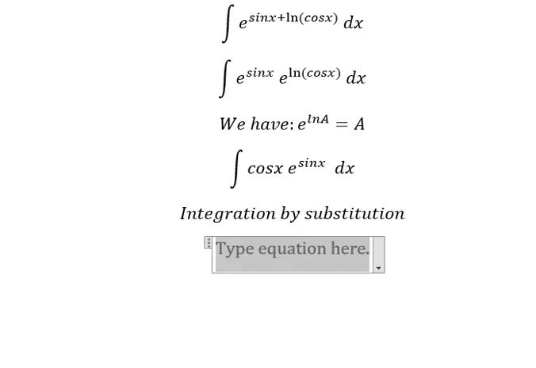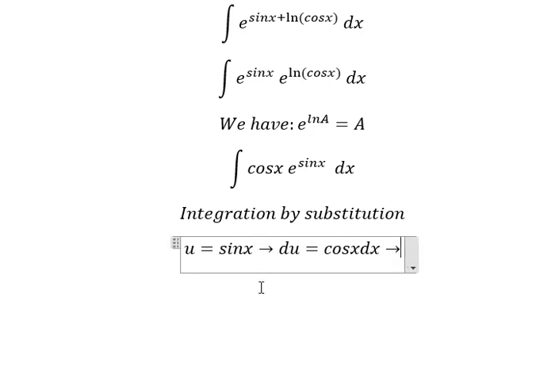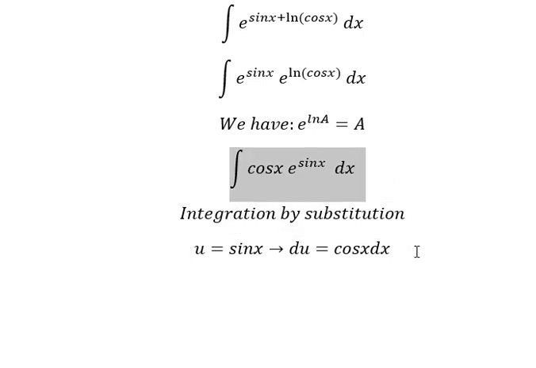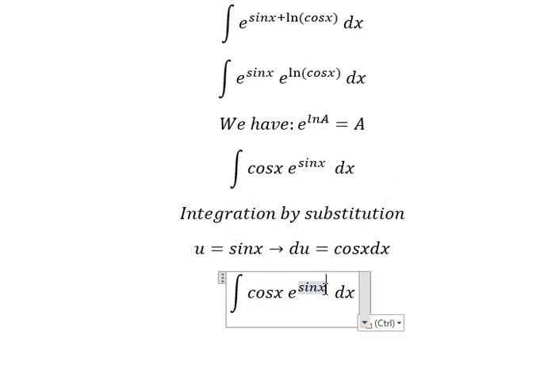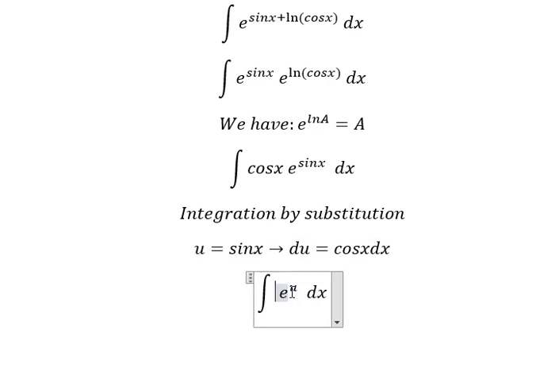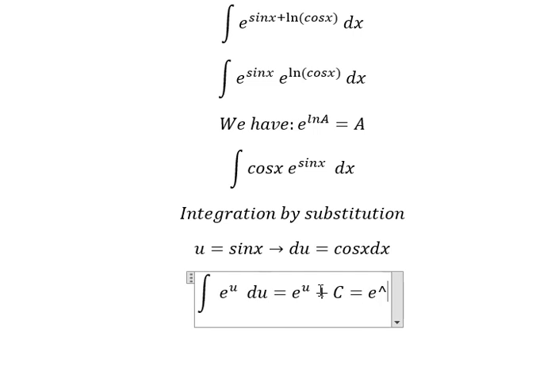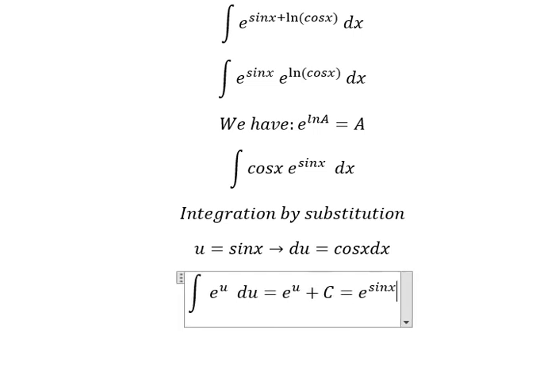So I will put u equals to sine x. Later we need to do the first derivative for both sides, and we have cosine x dx. Now this one we change for u. Cosine x dx we change for du. And we have like this, about u, that is about sine x.